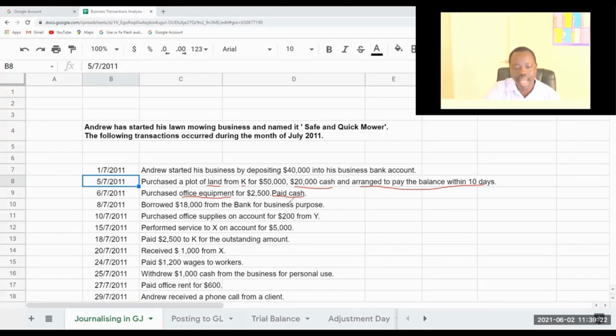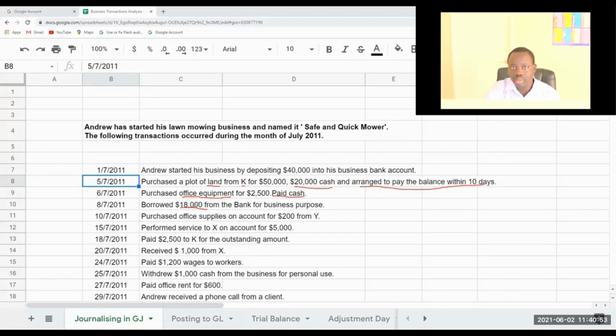That means our cash account is decreasing. We credit cash. So on our debit side, we will have office equipment, 2,500. And on our credit side, we will have cash of 2,500. So let's come to the 8th of July. There was a transaction, and in that transaction, the business borrowed $18,000 from the bank for business purpose.